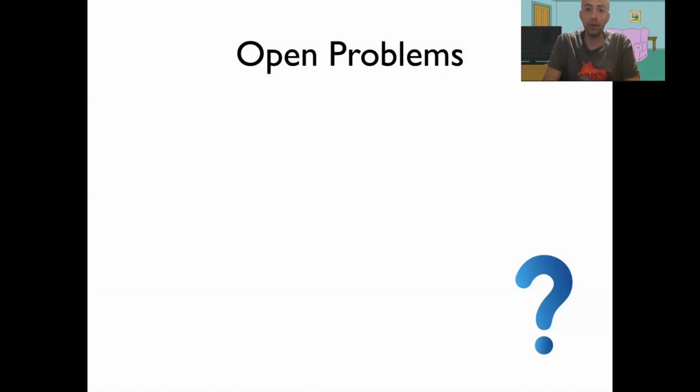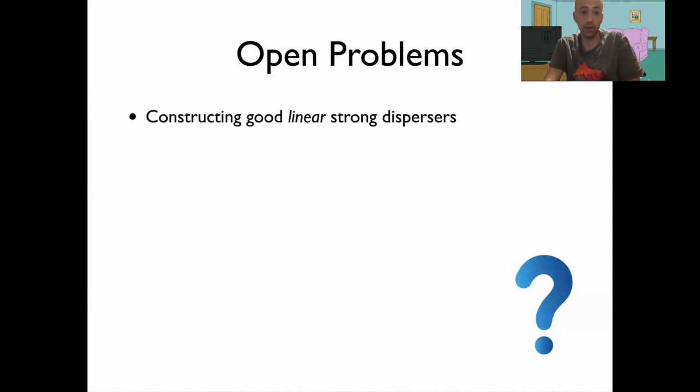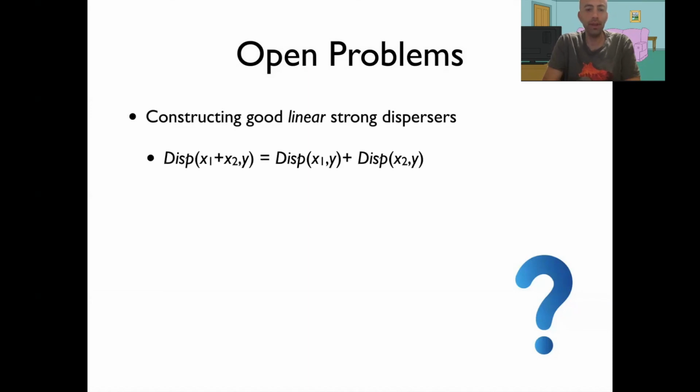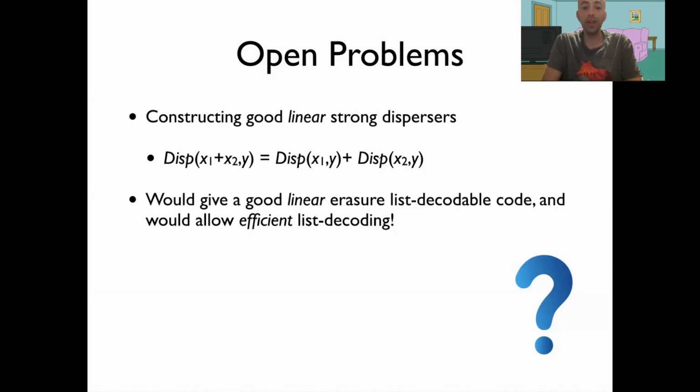So I'll conclude with a couple of open problems. The first one is constructing good linear strong dispersers, meaning a function that on top of being a disperser satisfies the following linearity condition. Now this would give a good linear Erasure List-Decodable code, as we saw, and this would also allow efficient list decoding.